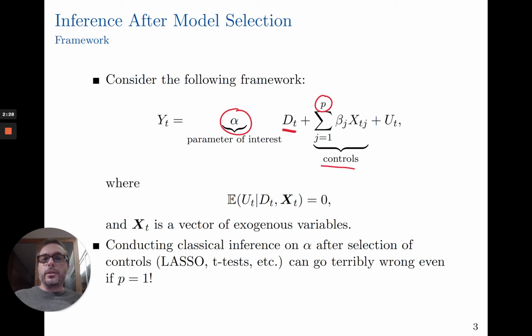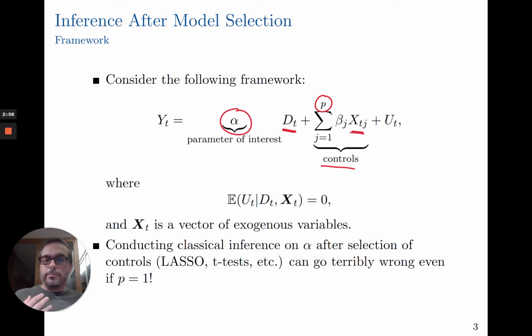We are really not interested in the parameter beta. We are interested in the parameter alpha. So our inference goal is to test hypotheses about the population value of alpha, and alpha is the impact of d on y, controlling for all these x.